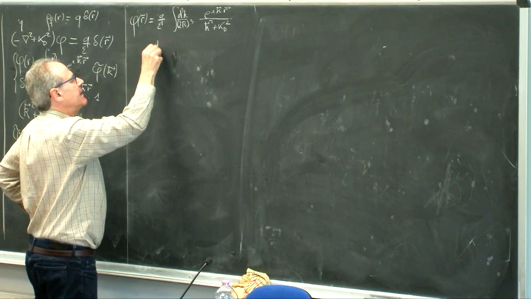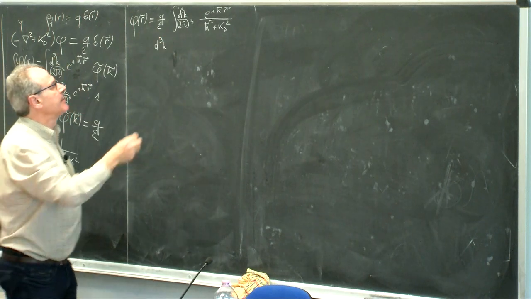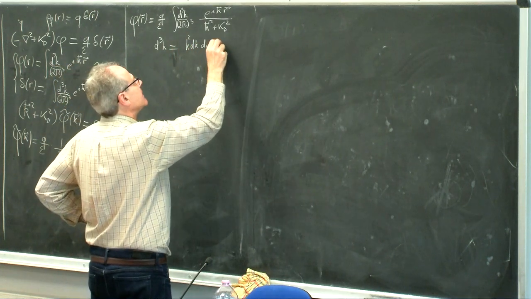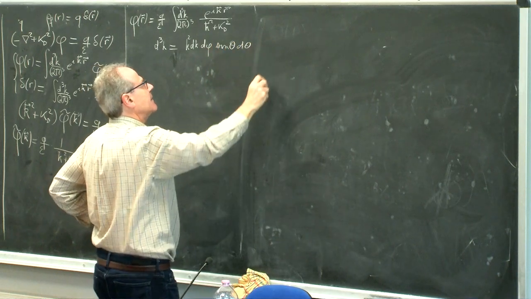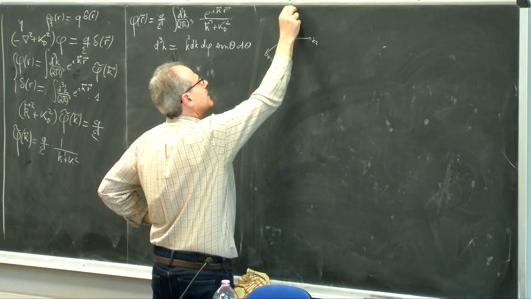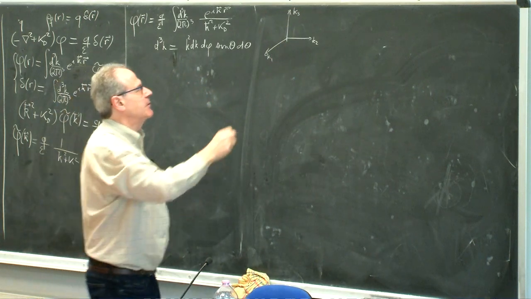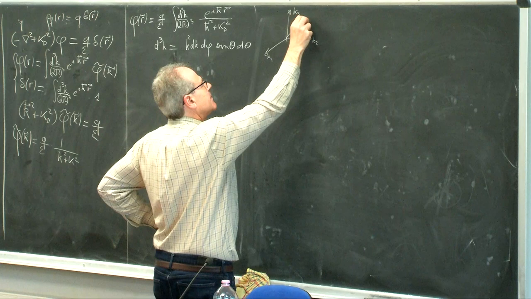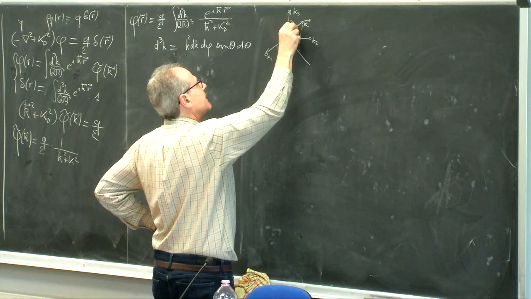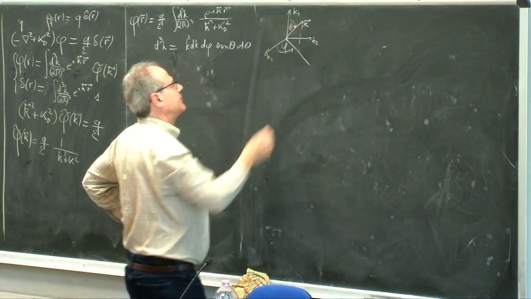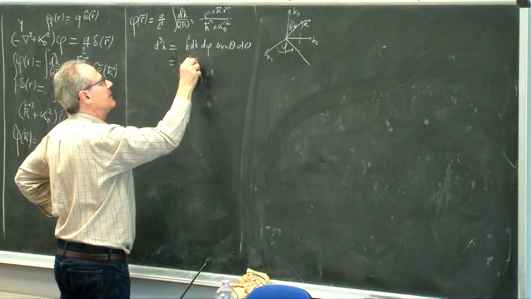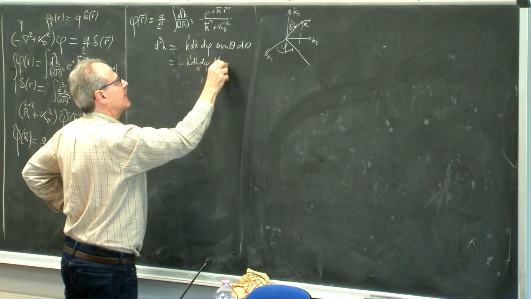Okay, so d3k, if I go to spherical coordinates, is k square dk d phi sine theta d theta, right? If I have k1, k2, k3, k is a three-dimensional vector, and if this is the vector k, this is the angle phi, and this is the angle theta. Which is minus k square dk d phi d of cosine theta.